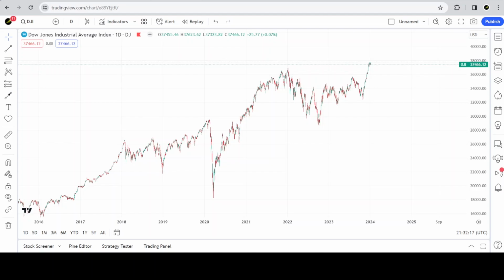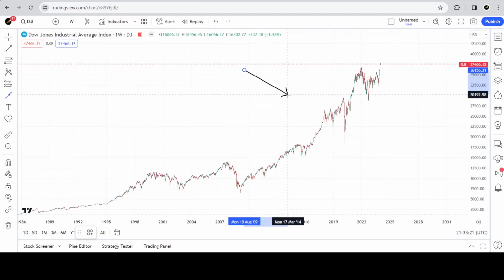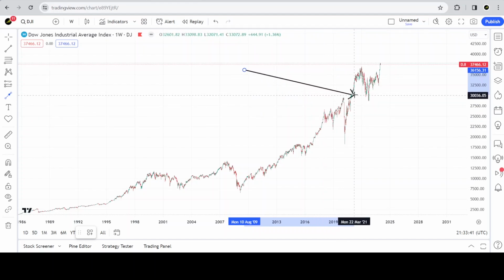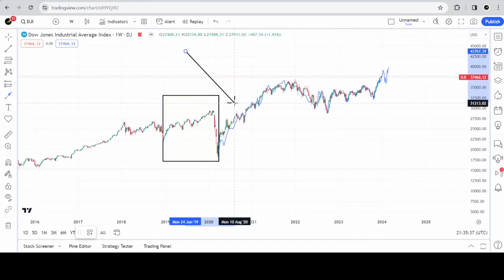To start off with, let's zoom out and get a bigger picture of the Dow Jones Industrial Average. Okay, so here we are zoomed out. This is a weekly candle, so you can see a much larger bird's eye view of the Dow Jones. If we were to take this area right here, this run up to this crash, now this crash took place during COVID, and copy this and paste it over here, it would look something like this.